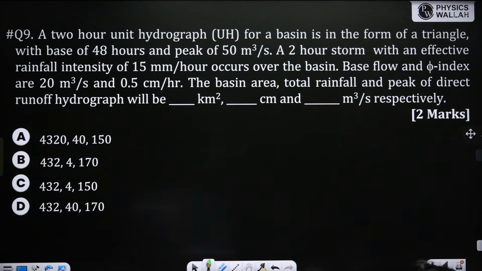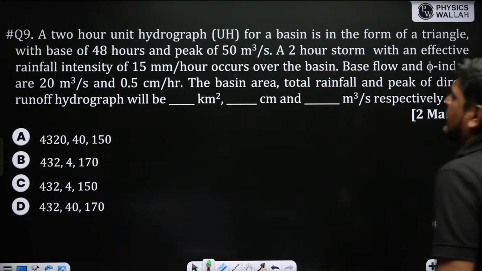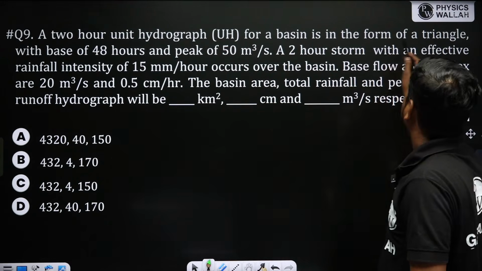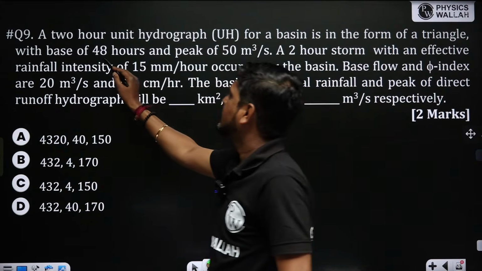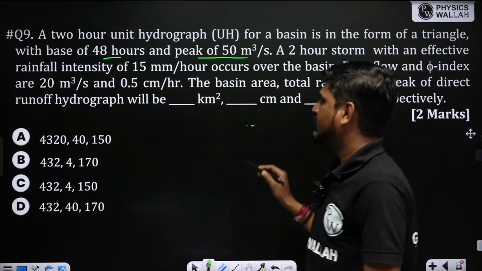Let's see, what is the solution of this question? It is a simple question. What is in this question? A 2-hour unit hydrograph for a basin is in the form of a triangle with a base of 48 hours and peak of 50 meter cube per second.